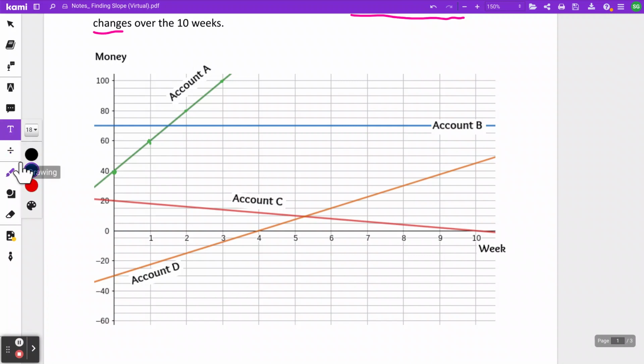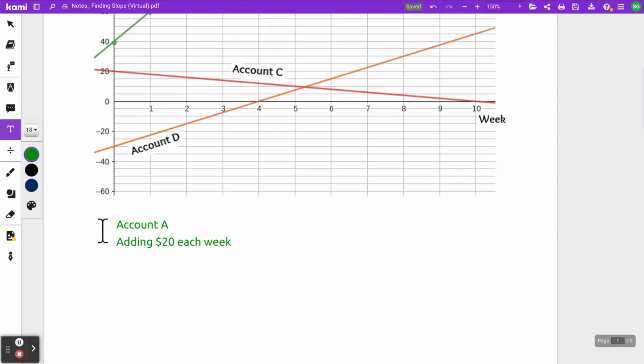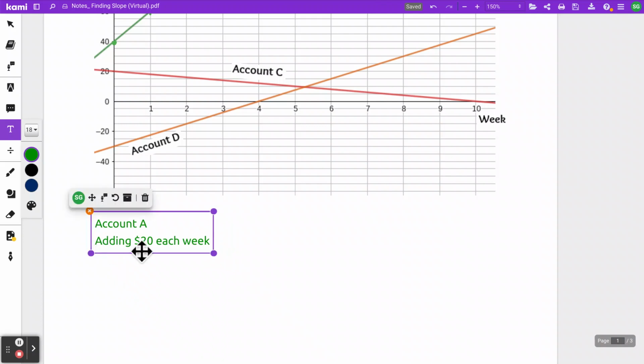For account A, and I'm going to record it below here, you might notice a pattern of it's going up 20. So we could say that they are adding $20 each week. That right there is going to be the goal for the rest of these lines. Not just can you tell me if it's going up or down, but can you attach a number to it?